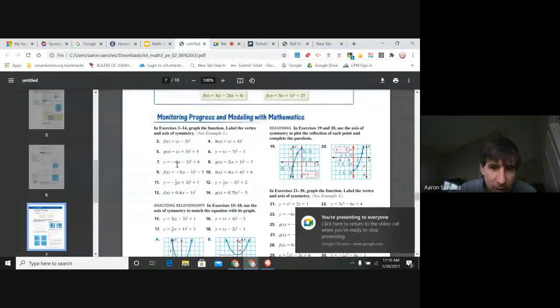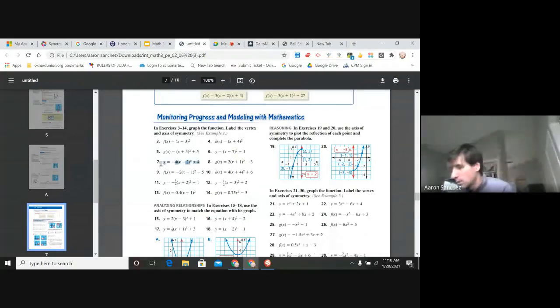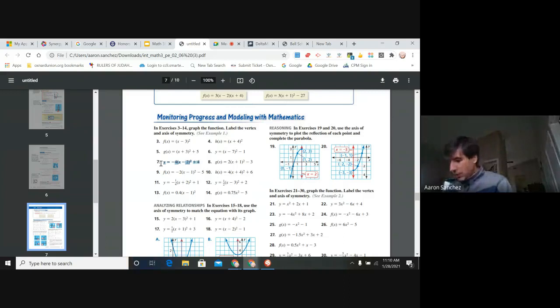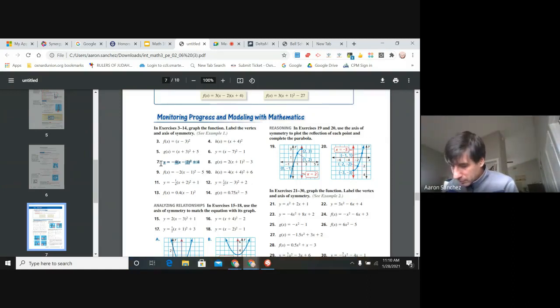So 5, 7. Okay, so now I got to graph this one. Then we'll move on. So we have here y equals -4 times x minus 2 squared plus 4. So let's figure out our h and k. So you guys writing that down? Figure out our h and k. And then we got to focus on the a, which is -4. Remember, the negative makes it go upside down.